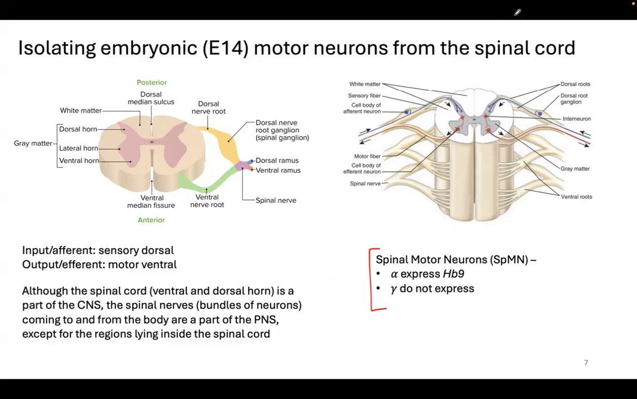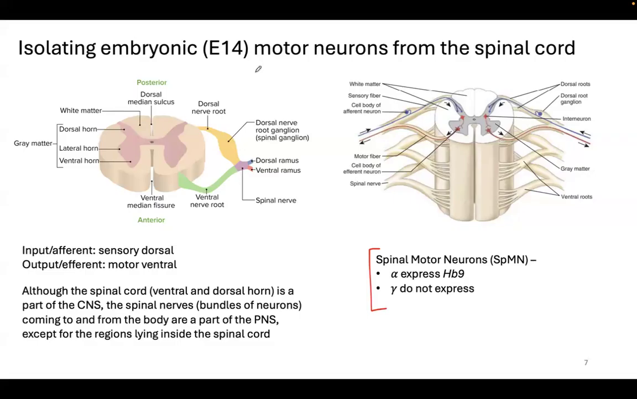Now, coming to why you should be careful with this statement, you need to be sure: is it expressed in alpha motor neurons at all developmental time points? Can I use an E18 mice? Can I use a postnatal mice for this? Can I use mice or rat, whatever the organism is? Can I use either of them? Or can I use an E8 for that? So the question is, you are only interested in alpha motor neurons, if you just want to isolate alpha motor neurons.